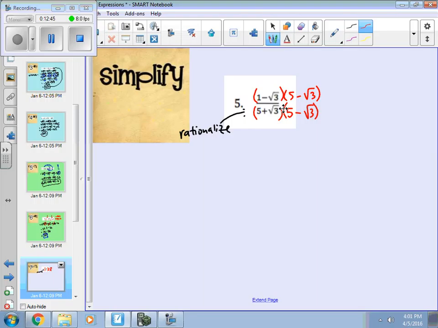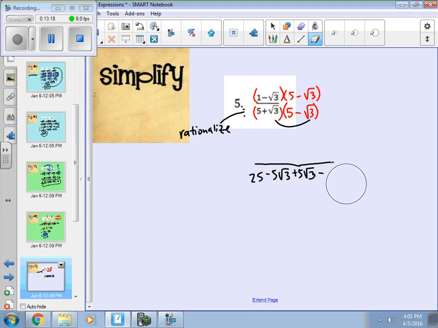Let's start with the bottom because the bottom is kind of cool here. We'll see a lot of stuff cancel out. 5 times 5 is going to be 25. If we multiply the outside ones, we get minus 5 square roots of 3. If we multiply the inside ones, we're going to get plus 5 square roots of 3. And if we multiply the two last things here, we get minus, because one's positive, one's negative. We get minus square root of 9, because 3 times 3 is 9. And we know square root of 9 is going to simplify to 3.